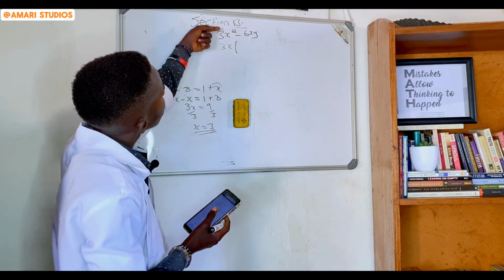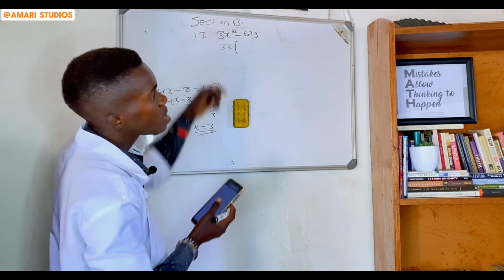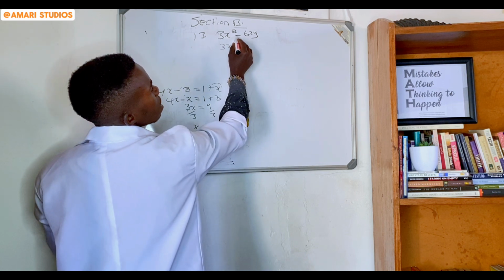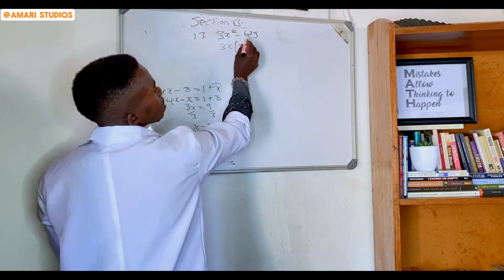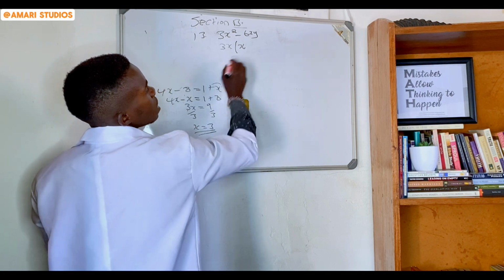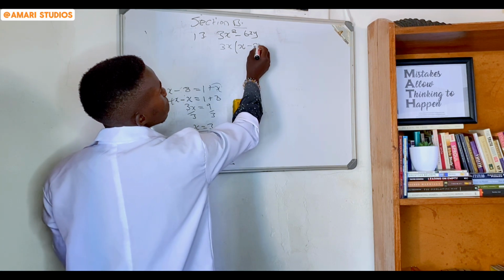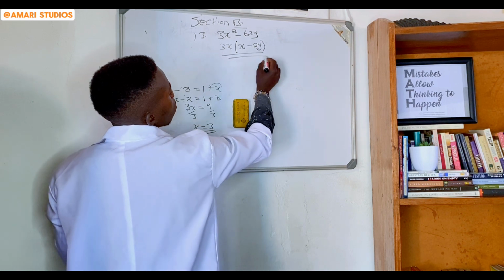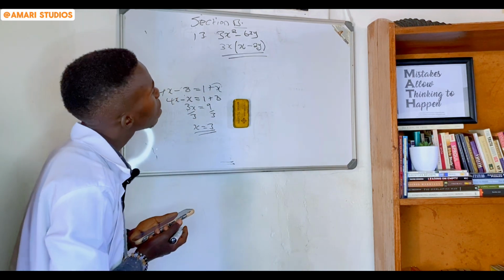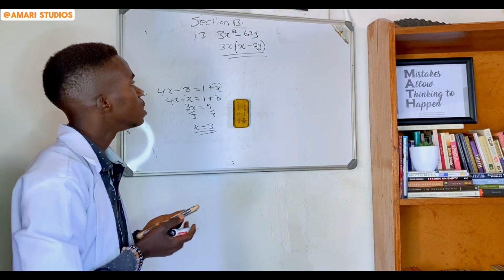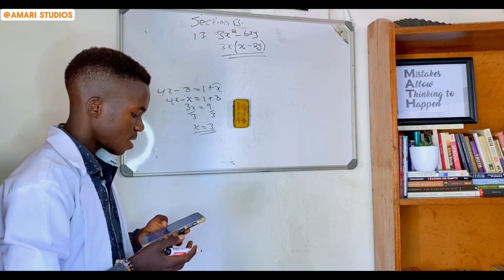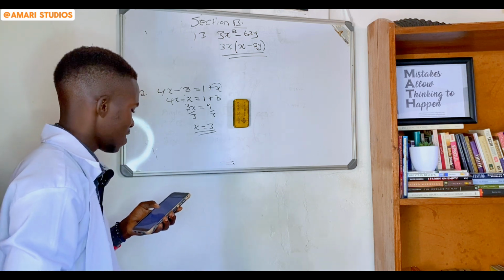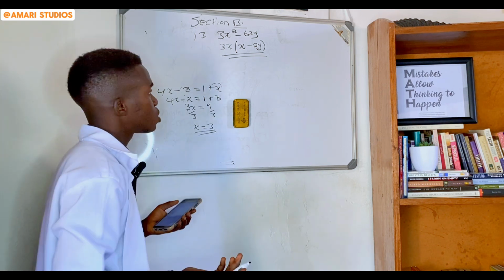You say 3x squared divided by 3x, it's going to give you x. Then 6xy divided by 3x is going to give us negative 2y. That will be our final answer. You have factorized completely just like that. It's one of my favorite questions because it's a simple one. You get it? We move on to the next question.